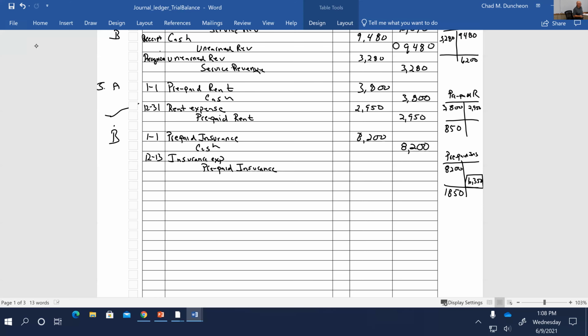And so be careful with questions like this. We've got to do some thinking. But this is the journal entry we would pop in here: our insurance expense would be 6,350 for the year. We'll be lowering our prepaid insurance by 6,350, giving us the correct ending balance that it was asking for.